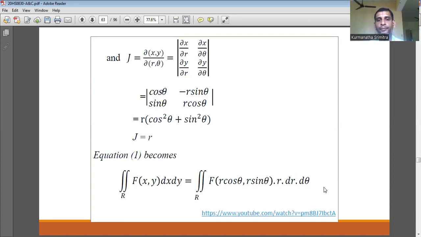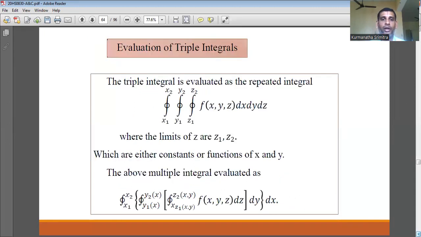So to change the variables from Cartesian to polar coordinates, we use this formula: the double integral over R of f of x, y dx dy equals the double integral over R of f of r cos theta, r sin theta times r dr d theta. By using this, we can change the variables from Cartesian to polar coordinates and calculate the double integration. Next is another type of multiple integration, triple integration.